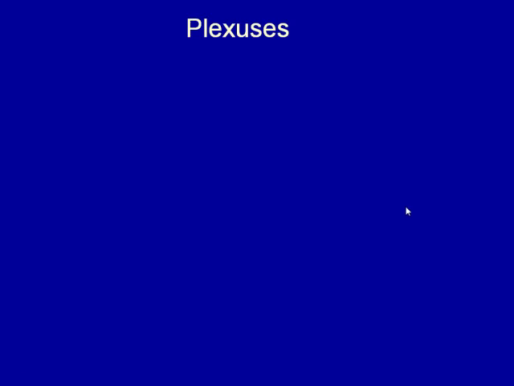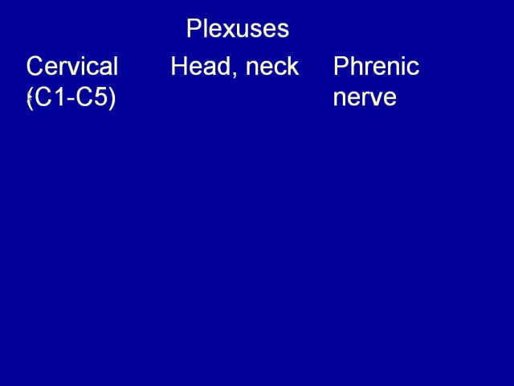Some of the plexuses are the cervical plexus, which is an intermingling of the nerves C1 through C5. These nerves tend to go to the head and the neck. An important nerve here is the phrenic nerve, which actually goes to the diaphragm, which controls breathing. That's why neck injuries sometimes end up with people having difficulty breathing.